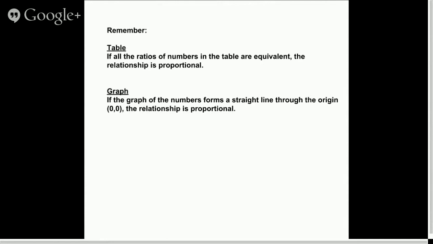I decided to take the first two, and they were not equivalent, so they are not proportional. All right. So remember, this is for tables. For graphs, we need to have a graph with a straight line that goes through the origin.